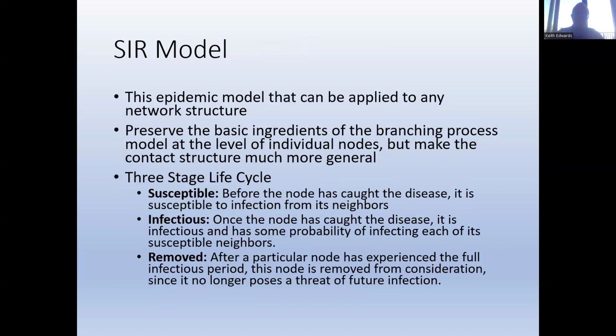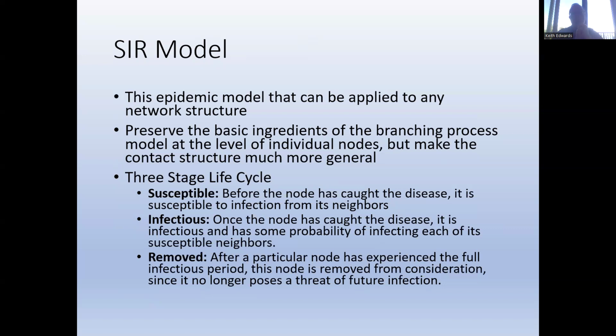The second model, and the more complicated of the two models, is the SIR model. And this can be applied to any network structure. It's not just the tree. Basically, we preserve the basic ingredients of the branching process model at the level of the individual nodes, but make the contact structure much more general. And this one has a 3-stage life cycle.